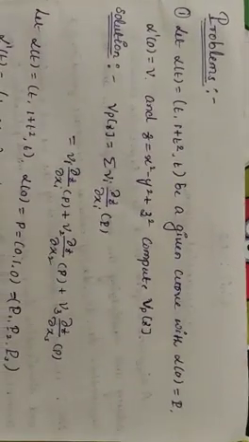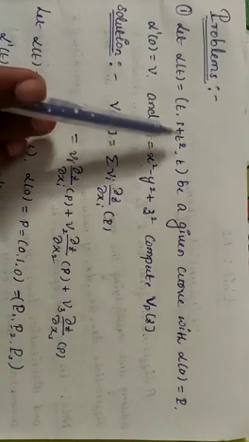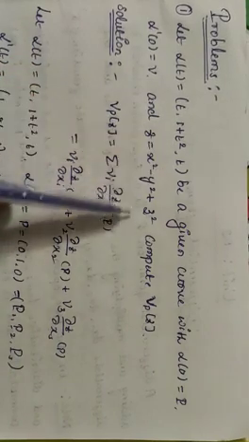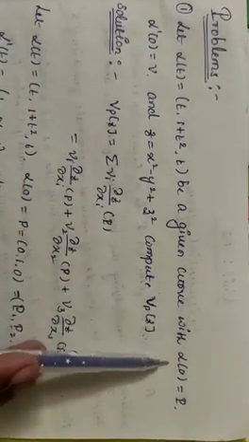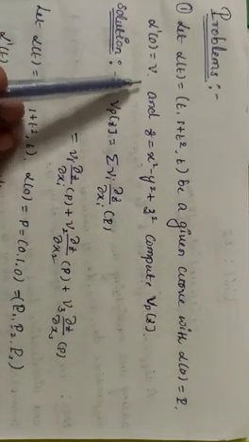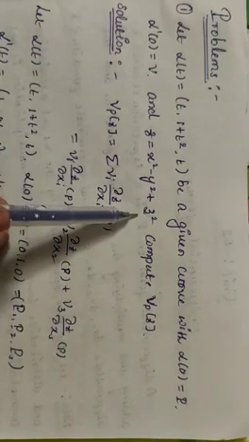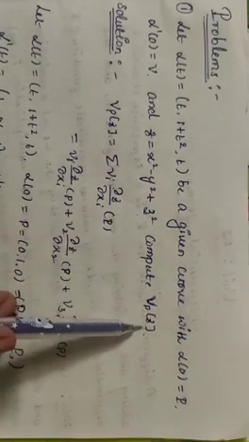Look here, so the problem is: let alpha of t equal (t, 1 plus t square, t) be a given curve with alpha of 0 equals p and alpha dash of 0 equals v, and the function f equals x square minus y square plus z square. So here we compute v_p of f.